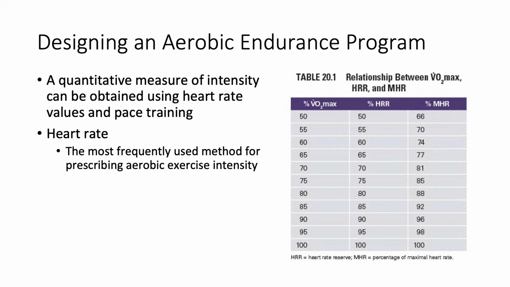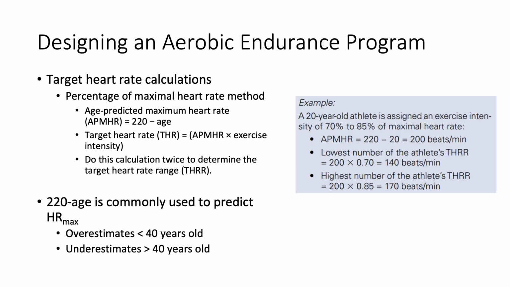Using heart rate to determine exercise intensity is one of the most common training strategies for aerobic prescription. The reason for this is the close relationship between heart rate and oxygen consumption, particularly when the intensity is between 50 and 90% of VO2 max. Here you can see on the table on the right the relationship between VO2 max, heart rate reserve, and the percentage of maximal heart rate. There are a couple of different ways to calculate the intensity using heart rate. Probably the most common method is using a percentage of maximal heart rate.